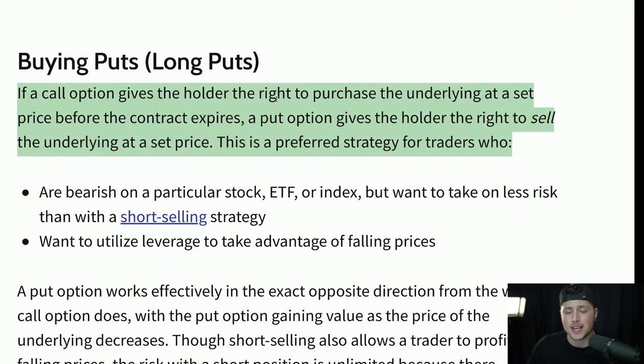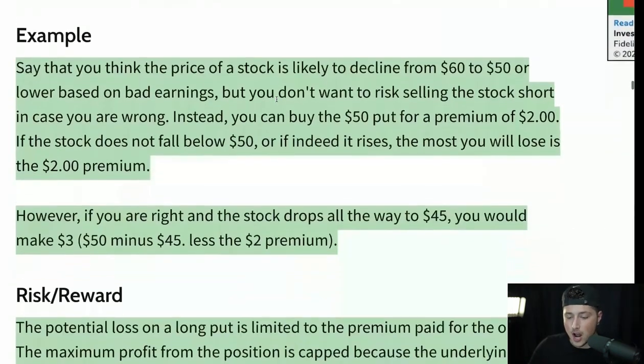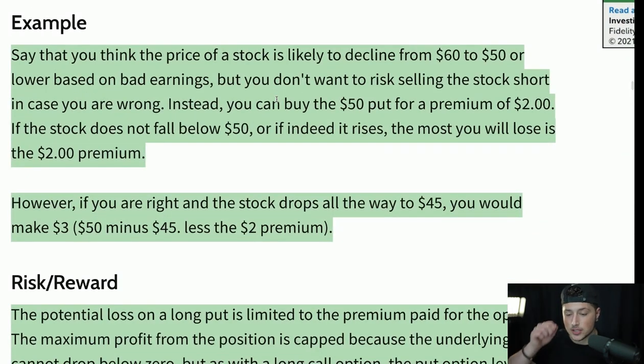Buying puts, very similar situation. You are betting on the stock going down, right? So if you are bearish on a stock, you're going to buy puts on that stock in the same type of situation. So let's go through an example. Say that you think the price of a stock is likely to decline from $60 to $50 or lower based on bad earnings, but you don't want to risk selling the stock short in case you are wrong. Instead, you can buy the $50 put for a premium of $2.